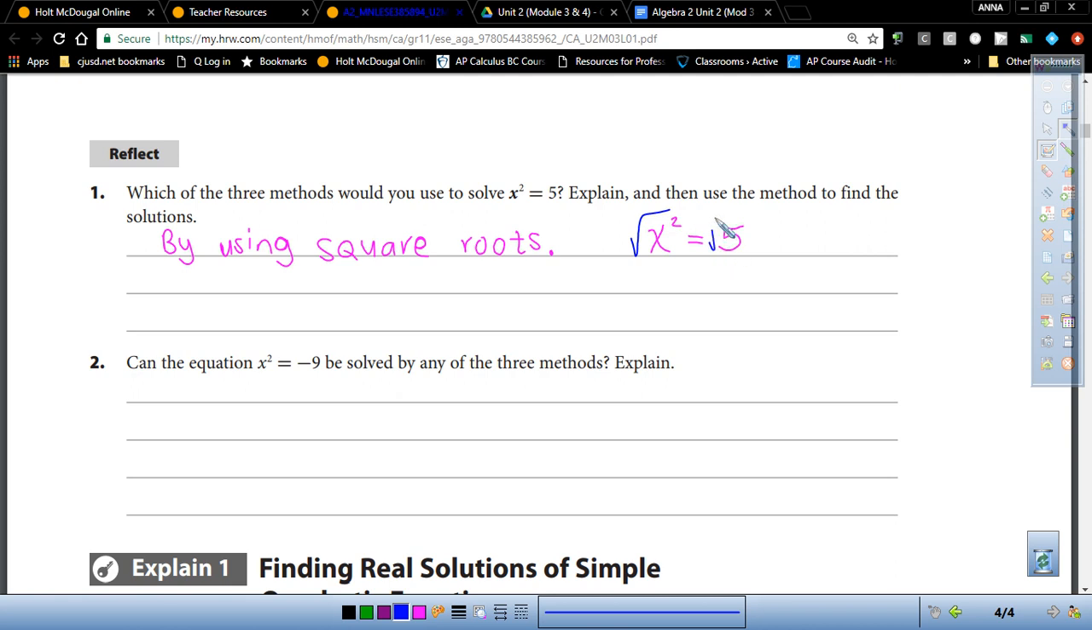I take the square root of both sides with the plus or minus, and I get x equals plus or minus, and you ask yourself, can the square root of 5 be simplified? Well, 5 is a prime number, so it is just the square root of 5. All right, moving on.